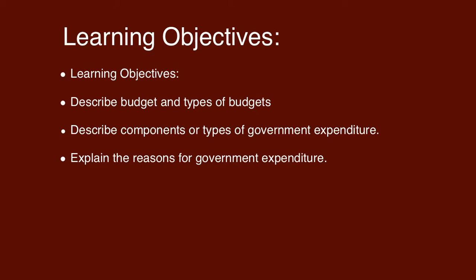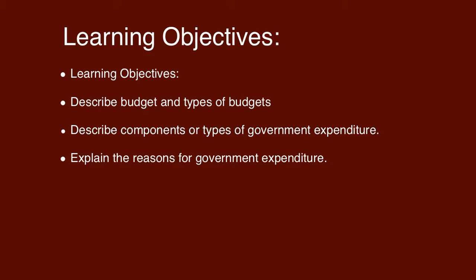Learning objectives. By the end of this lesson, you should be able to describe budget and the 3 types of budgets: budget surplus, budget deficit, and balanced budget. You also need to know what a budget is. A budget is a planned record or forecasted value of government revenue and government expenditure for 6 months to 1 year. This is what you should be able to describe by the end of this lesson.